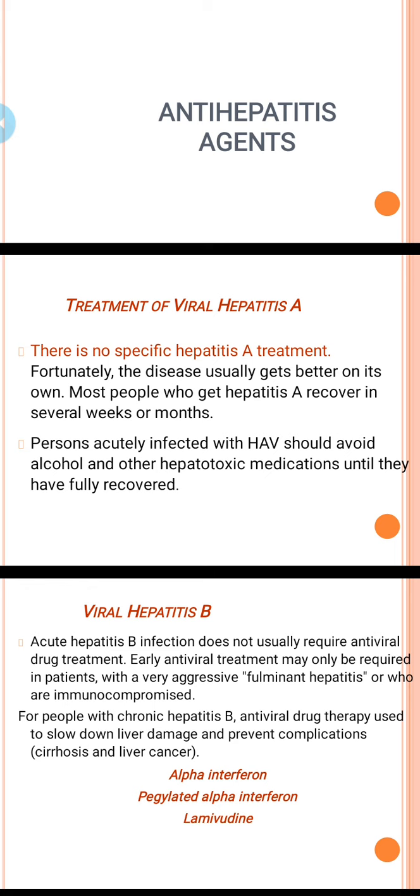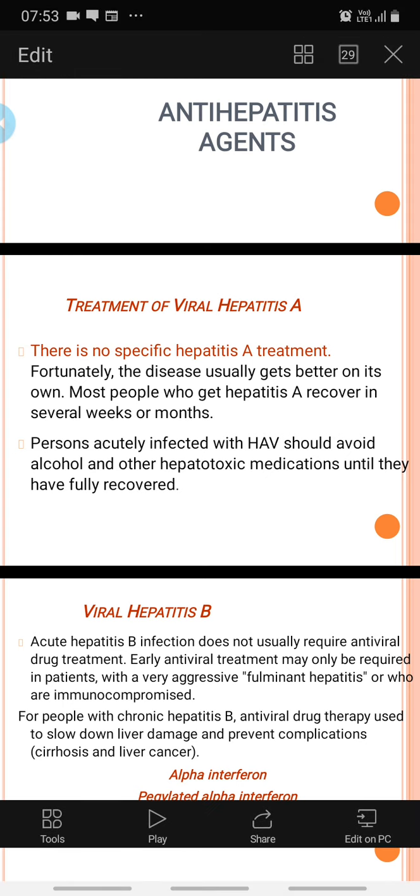So what is acute and what is chronic? Chronic hepatitis B means the infection lasts for more than 6 months. So presence of HBsAg for more than 6 months is chronic infection. Before that we call it acute infection, and acute infection does not usually require antiviral drug treatment. Early antiviral treatment may only be required in patients with very aggressive fulminant hepatitis or in immunocompromised patients.